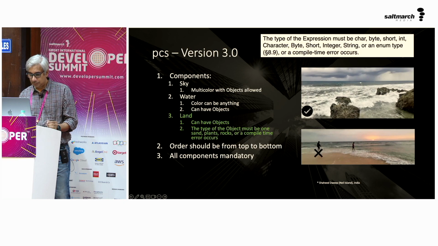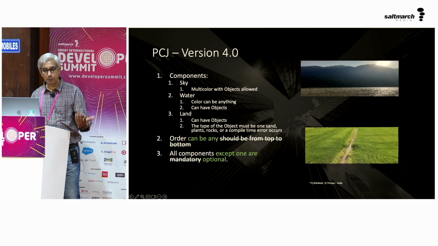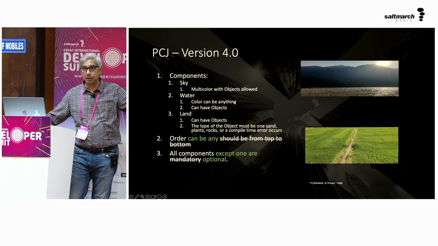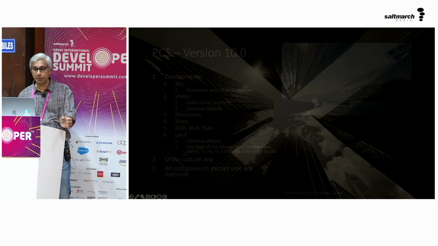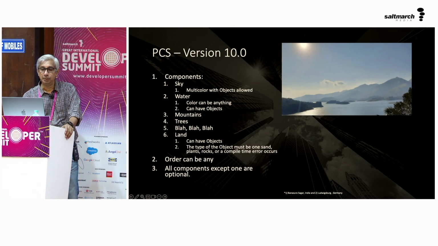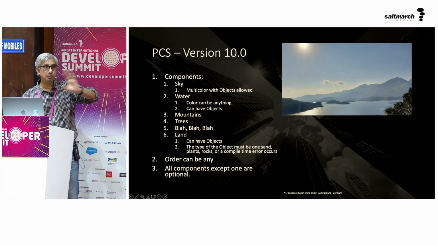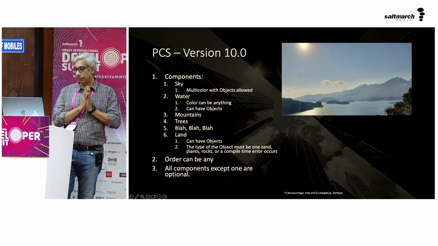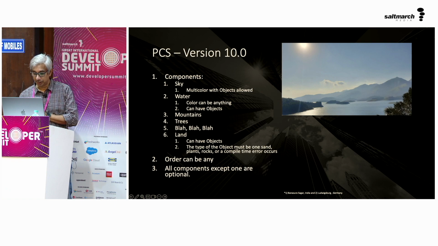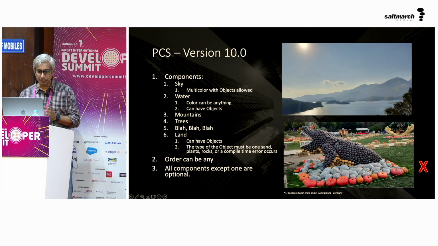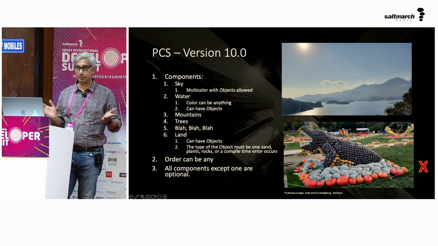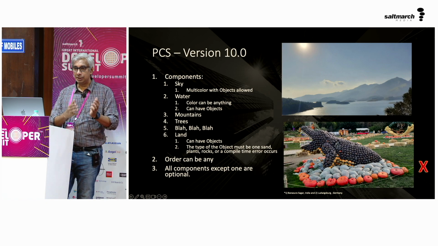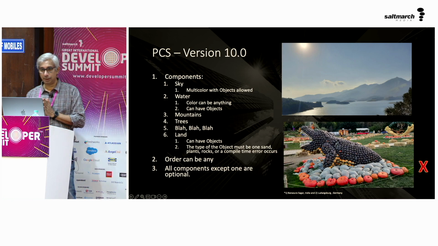So at some point we have 4.0. We allow everything, any kind of picture out there, and at 10.0 we have a full-blown specification that accepts this picture. We'll see what it means to accept this picture. Now it's all fine, but if you give something very similar to it, it will not compile. It's like C and Java are very similar, but at some point there are differences.